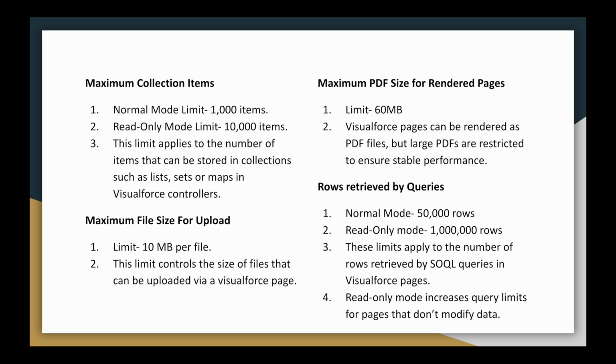Then we have maximum PDF size for rendered pages. So we can render up to 60 MB PDF file in the pages. Now we'll talk about maximum file size for upload. We have a limitation of 10 MB per file. We can upload 10 MB per file at a time. It controls the size of files that can be uploaded via Visualforce page.